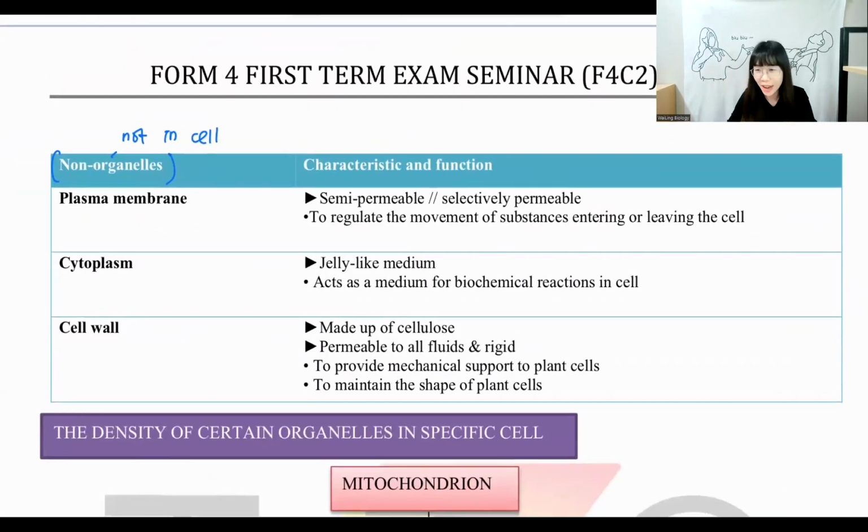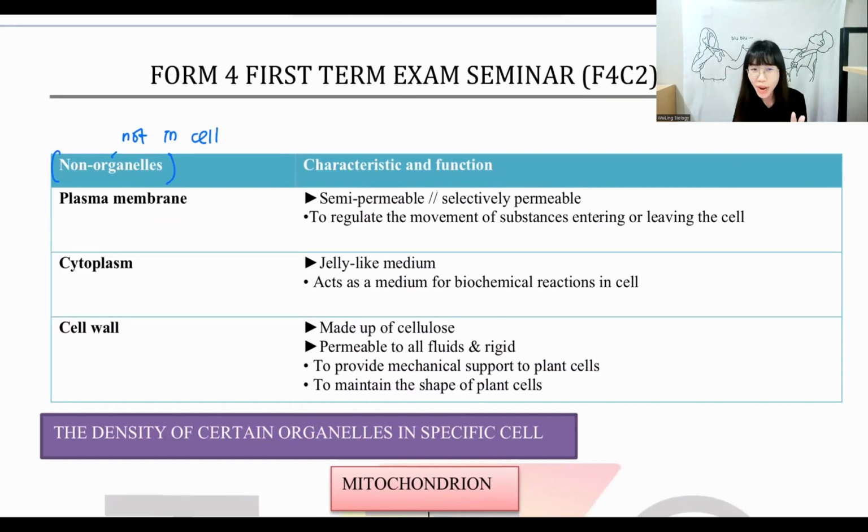Okay, let's start with not in the cell first. Why do I call this not in the cell? We have plasma membrane, cytoplasm, and cell wall. Okay, we can imagine it this way. We have a building. The building itself, like your school building, is the cell wall. For example, the classroom is the plasma membrane. The space inside is the cytoplasm, but they are not inside the space. They are just the outermost layers: cell wall, plasma membrane, and cytoplasm. They are not inside the space. So that's why it's called non-organelle. They are not inside the cell.